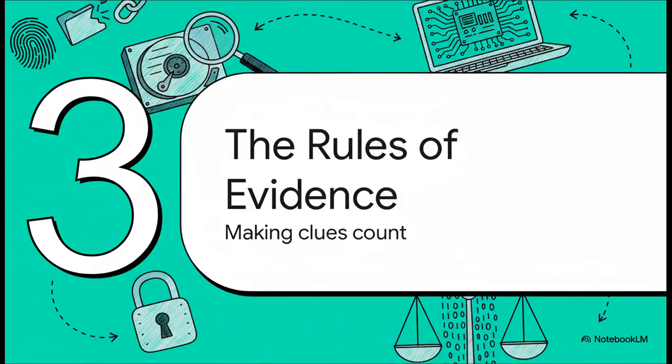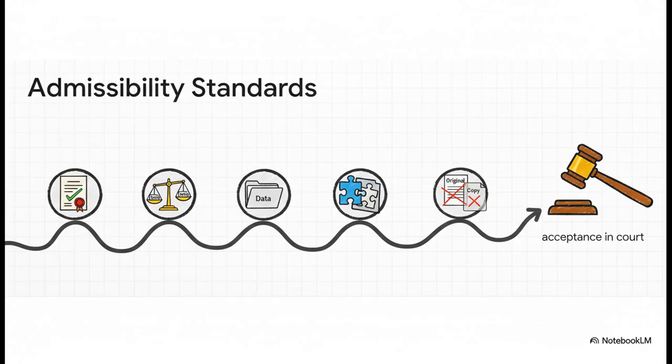Okay, Section 3, the rules of evidence, or how to make sure the clues actually count in court. Yeah, because of how fragile this stuff is, just finding the evidence is only half the battle. Making sure a judge will even look at it, that means you have to follow a really strict set of rules.